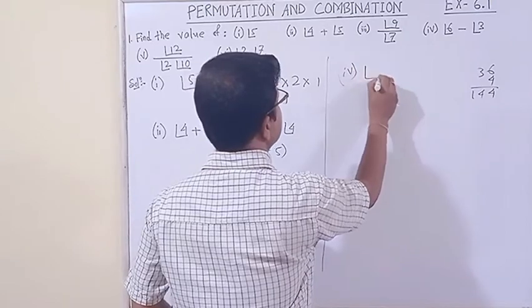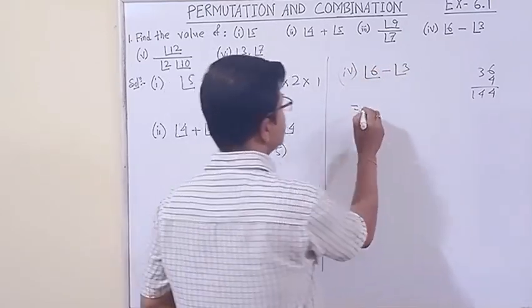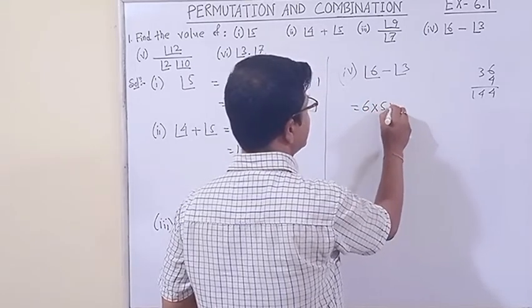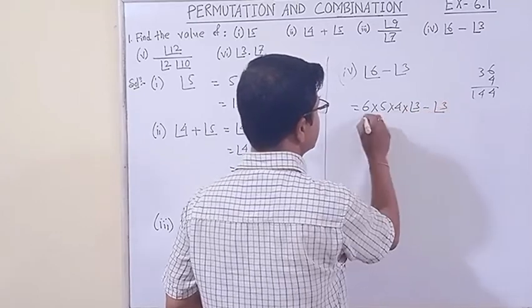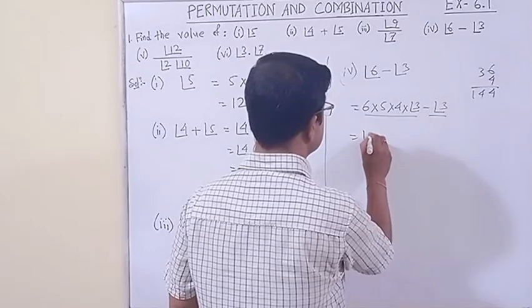Number 4, what is it? Factorial 6 minus factorial 3. Factorial 6 can be expressed as 6 into 5 into 4 into factorial 3, minus factorial 3. From these two, what is common? Factorial 3 is common. Let us take it common.